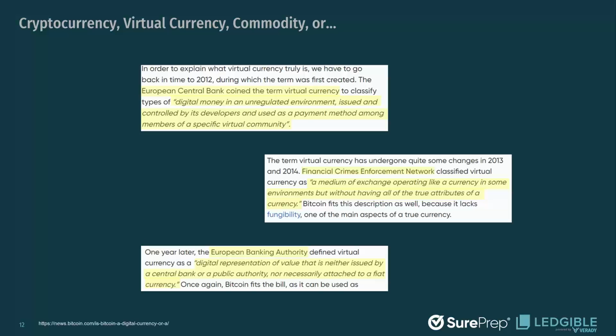Now, with that little bit of a 101 on crypto out of the way, let's start to look at how it's treated from an accounting and tax perspective. There's been a lot of discussion as it's evolved. Is it a cryptocurrency? Is it a virtual currency? Is it a digital asset? Is it a commodity? As you can see, whether it's the European Central Bank, the Financial Crimes Enforcement Network, or the SEC, all these government agencies are trying to figure out where it fits, how it should be treated, and how it ties into traditional investments.